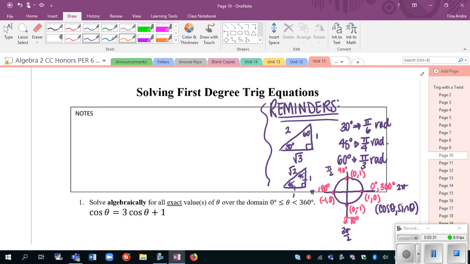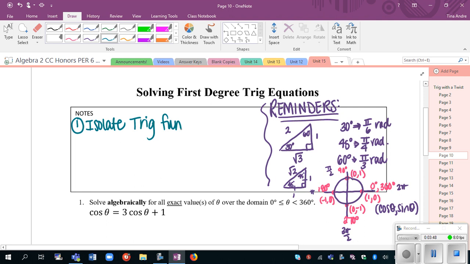In order to solve, the steps that you want to follow, the first thing you always want to do is isolate your trig function. Similar to other types of functions or equations that we've solved, we always want to isolate, in this case, our trig function. And then once you have your trig function by itself, you're going to want to determine the reference angles that satisfy the equation.